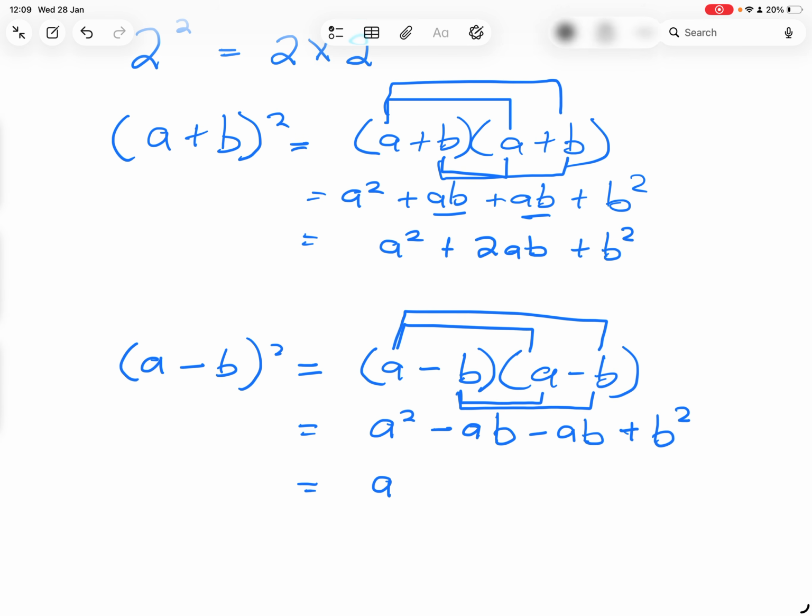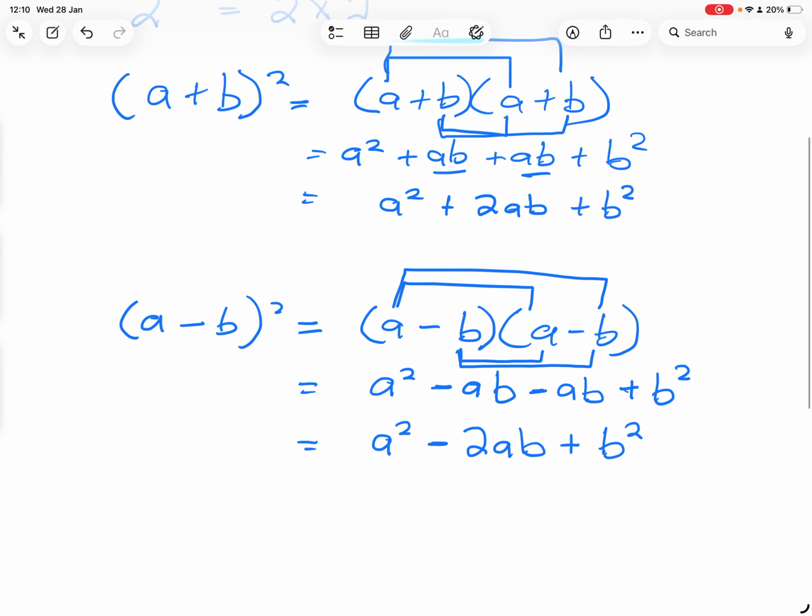And so what do you note? We've got a squared. Our signs are the same, so we are going to add and keep the sign. So that's going to be minus 2ab. Please be very careful, guys. So that's going to be plus b squared. Now, guys, it's very, very important.